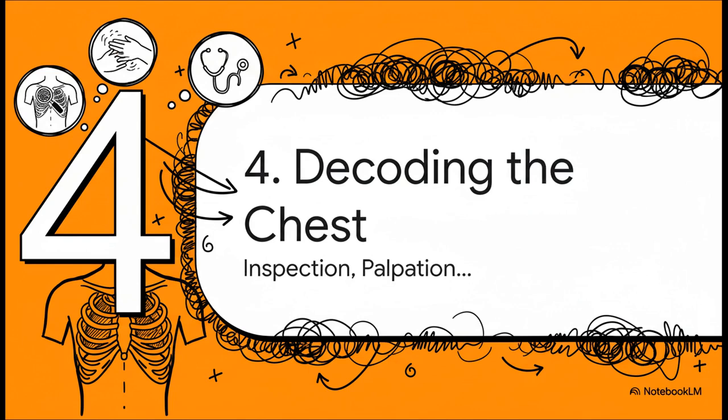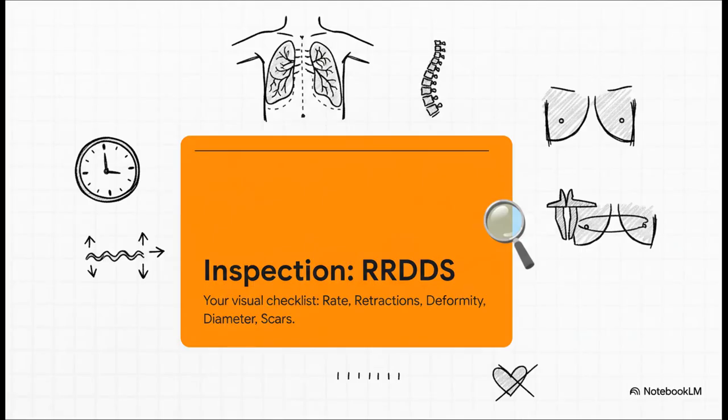All right, it's time for the main event, the local chest examination. We're going to break this down into the classic 4 components: inspection, palpation, percussion, and auscultation, and give you a system for each one. First up, inspection. For this, just use the mnemonic RRDDS. Now remember what we said earlier? 2 of these are pass-fail items. You absolutely have to count the respiratory rate, and you have to look for scars.